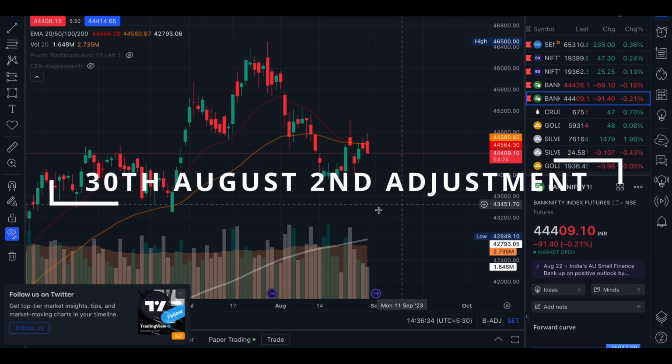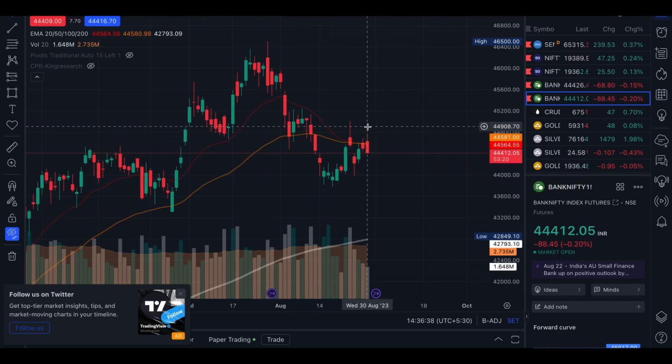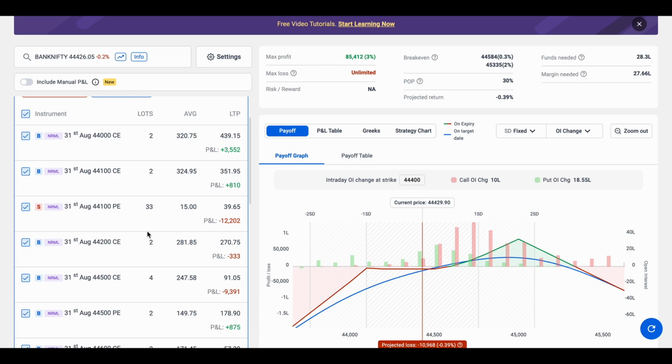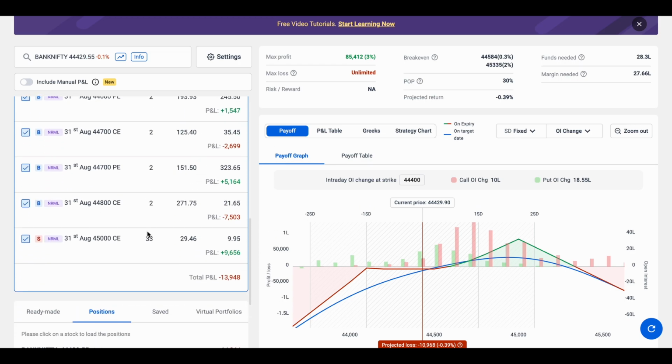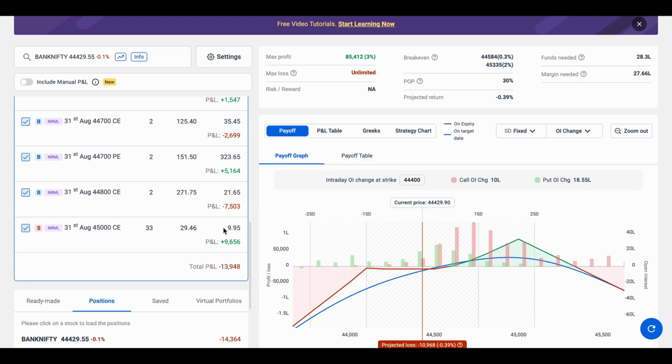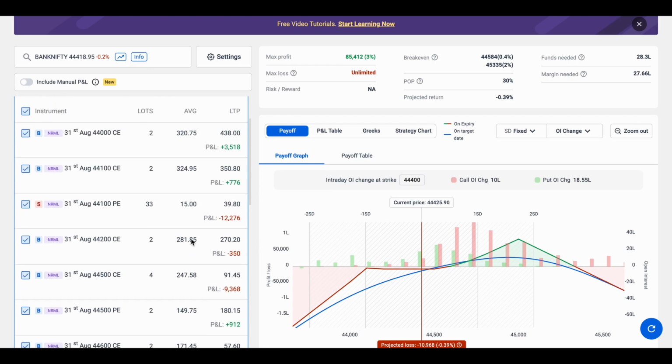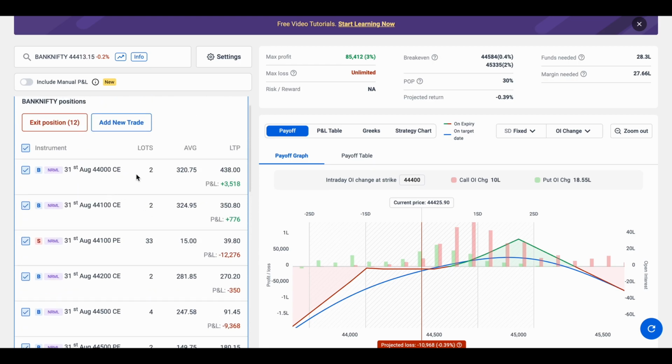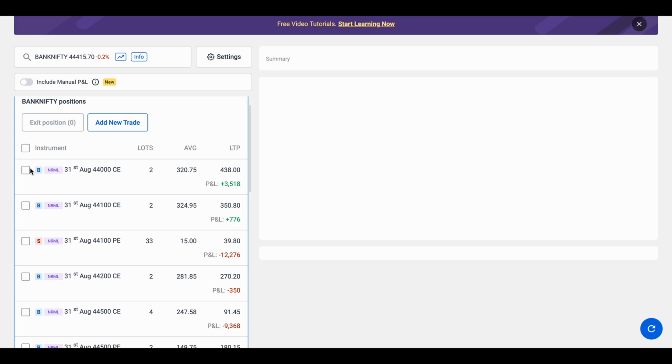Okay, this is a status update, and this is the Bank Nifty daily chart. As you can see, the market is dropping very sharply from this level. Because of that, our premiums on the call sell side have gone very low, around 9 rupees only. So I'm going to square off this position, and also square off my oldest call buy position. So let's do that adjustment.